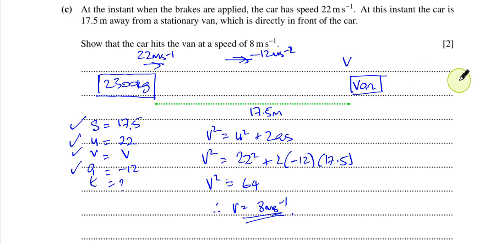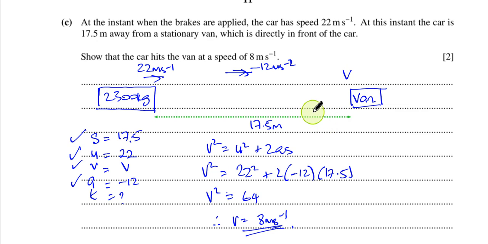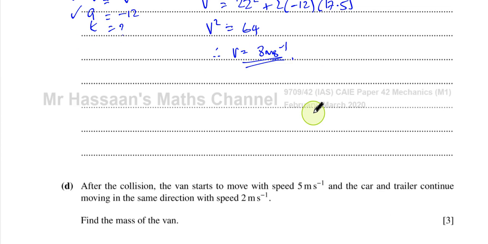If it can continue decelerating, it's like when you throw something in the air: it decelerates, it comes to zero, it's still decelerating, and it's coming down to the ground again. Anyway, 8 meters per second is the velocity or the speed when it reaches just before it collides with the van. So there's the answer to part C. We've shown that's true. Then it says part D.